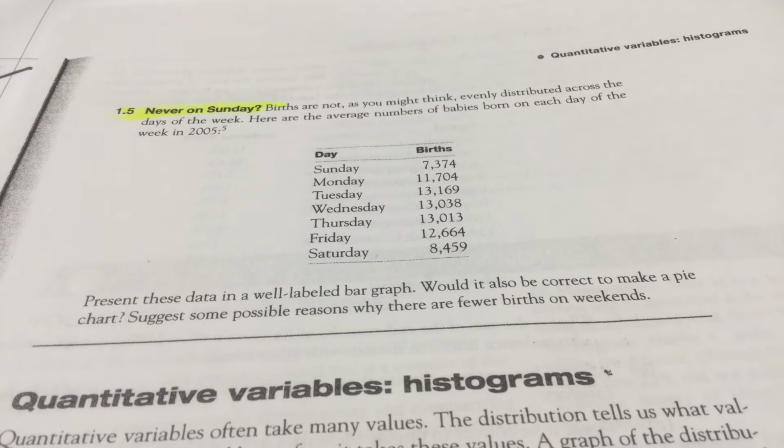Never on Sunday. Births are not, as you might think, evenly distributed across the days of the week. We'll talk about this when we talk about chi-square testing, one of the last things we do this year, to see if there is an equal chance of having a baby on any of the days of the week. Here are the average number of babies born on each day of the week in 2005. So we can see Saturday and Sunday, fewer babies being born. You can think about why there might be fewer.